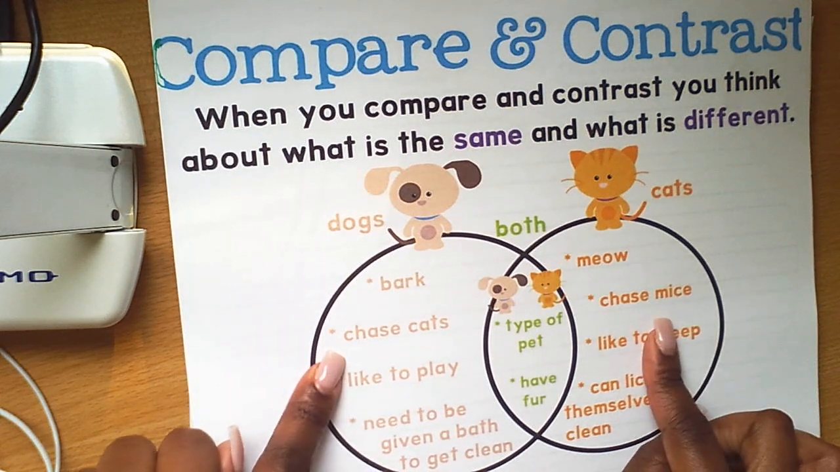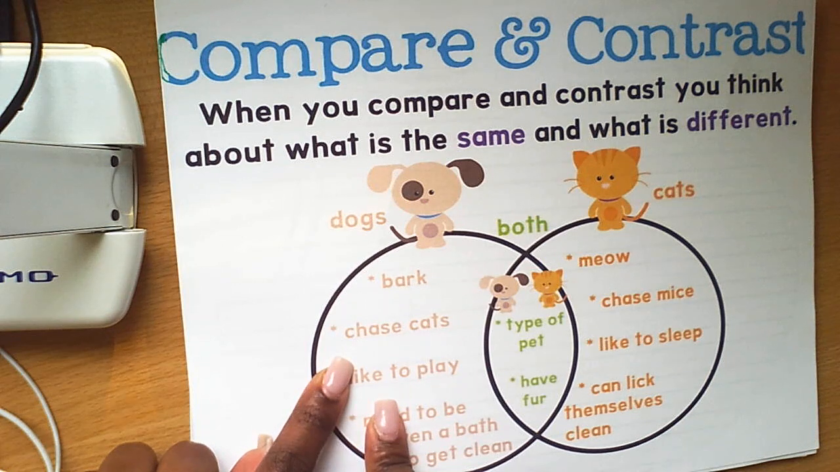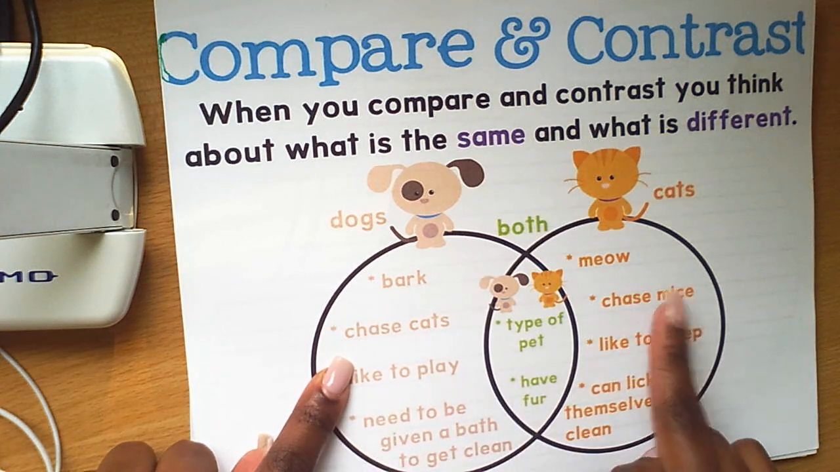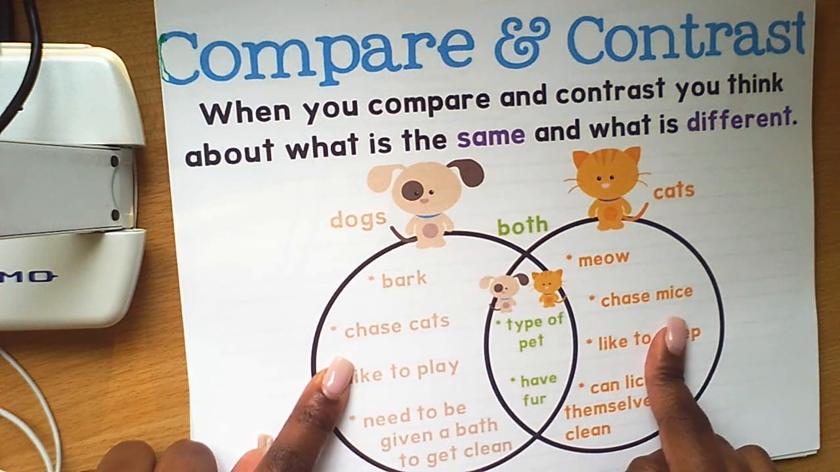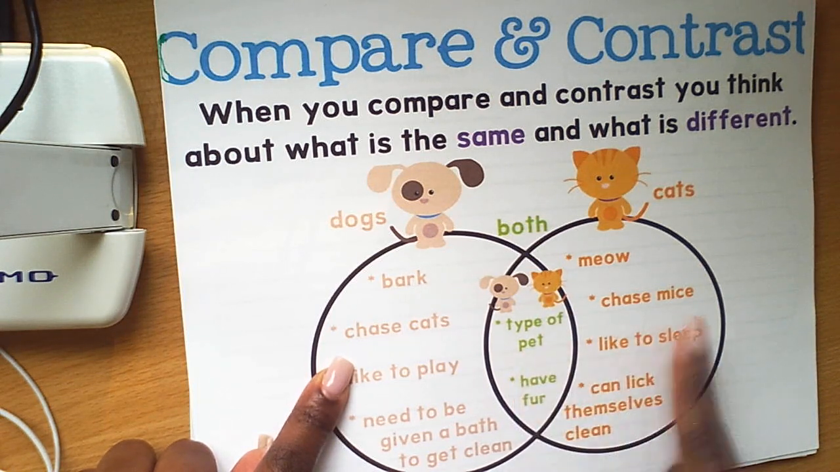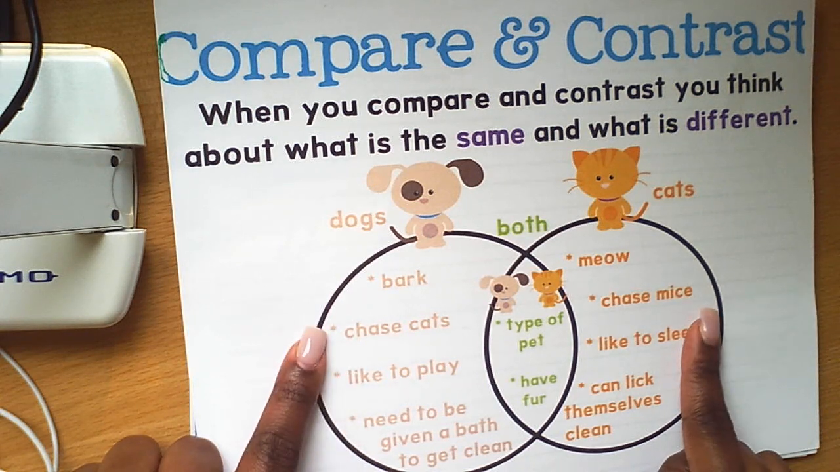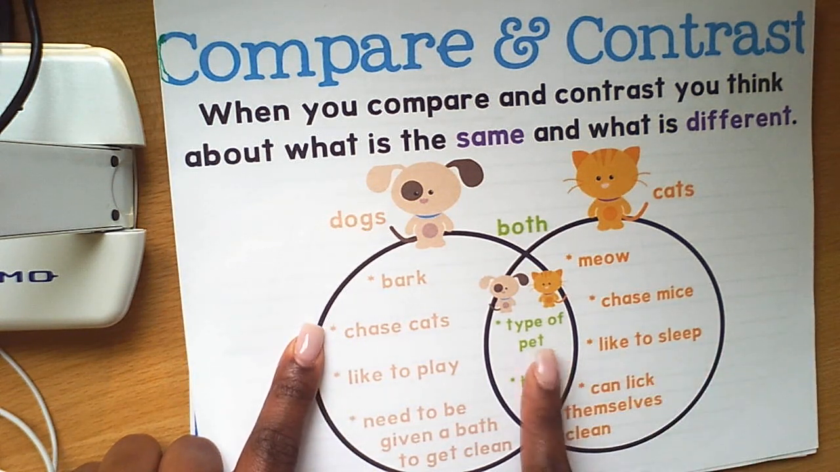So on this side, I'm going to put what is different about a dog. Over this side, it's going to be what's different about a cat. And in the middle is going to be what is the same. So on these two sides, we are talking about what's different, so that's contrast. And in the middle, we're talking about what's the same, and that's compare.